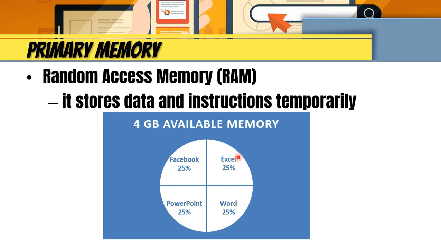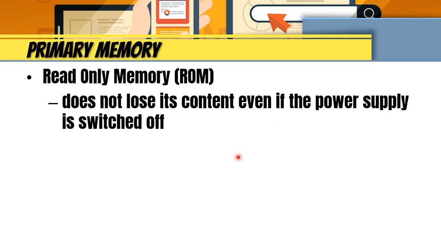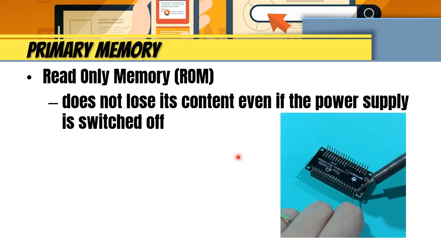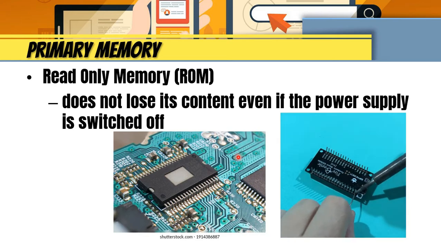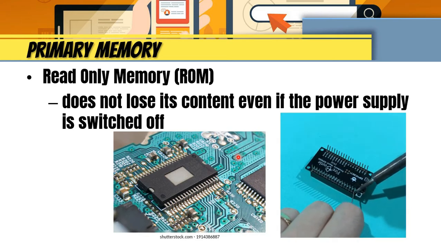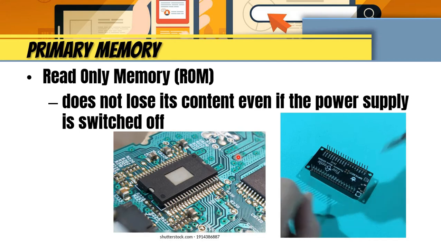Okay? So, yun po yung ating primary memory. For the second primary memory, we have what we call the read-only memory. So, ito naman si ROM. So, it does not lose its content even if the power supply or the computer is switched off. So, sa madaling salita, si read-only memory or si ROM is now represent as the internal memory of your computer.